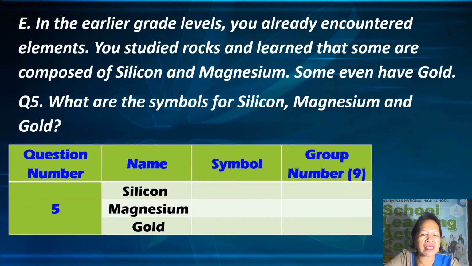Silicon has a symbol of Si. How about magnesium? The symbol for magnesium is Mg. And the gold. What do you think is the symbol for the gold? Okay, of course, it is Au. It is taken from its ancient name aurum.